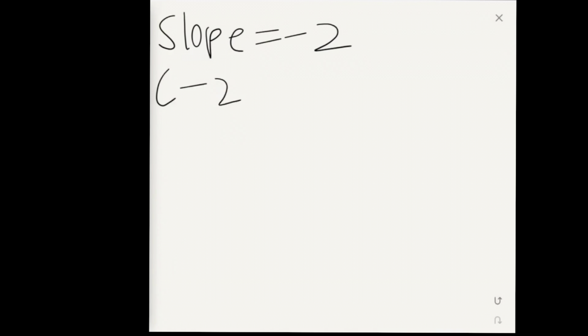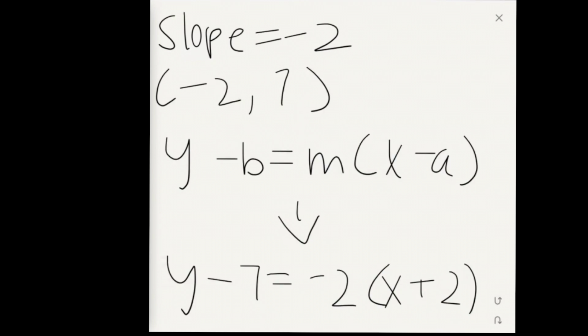Now it's your turn. Say you're given the slope of -2 and the point -2, 7. Now, using the information you have, put this in point slope form. Okay, so now that you're back, check your work. If you got it right, that's great. If you didn't, that's okay.